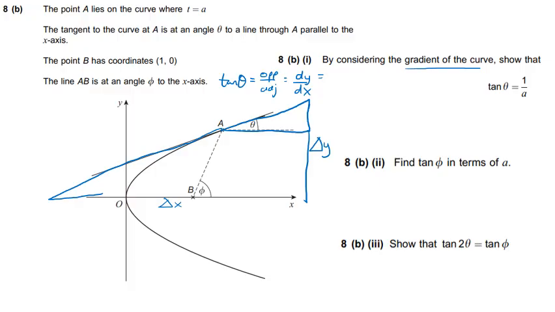And we know for parametric equations that dy by dx can be worked out by dy by dt over dx by dt. y was 2t, so the derivative of that is 2, and x was t squared, so the derivative of t squared is 2t, so that gives 1 over t. And at this point A, we're also told that t is equal to A. So therefore, at A, tan theta is equal to 1 over A.